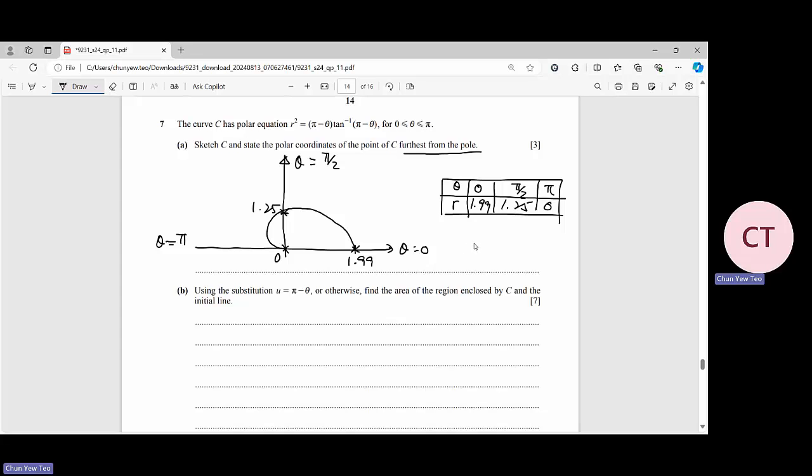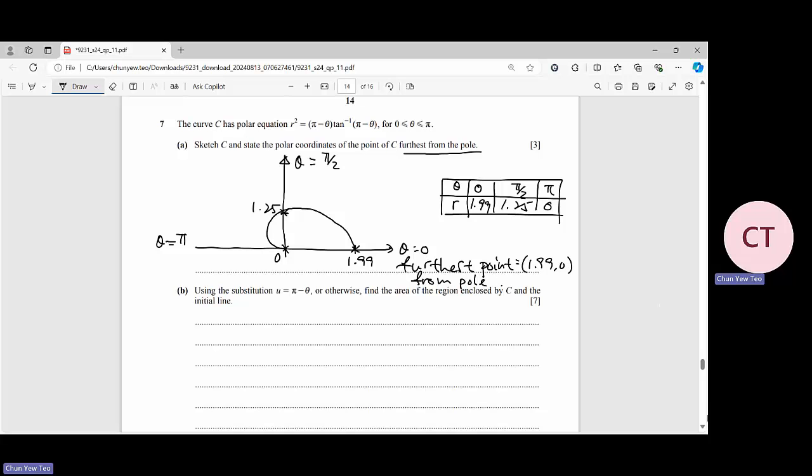Then we want to find the furthest point. The furthest point is equal to (r, theta) equals 1.99 and 0. The furthest point from the pole. Okay, so this is the answer for 7A.